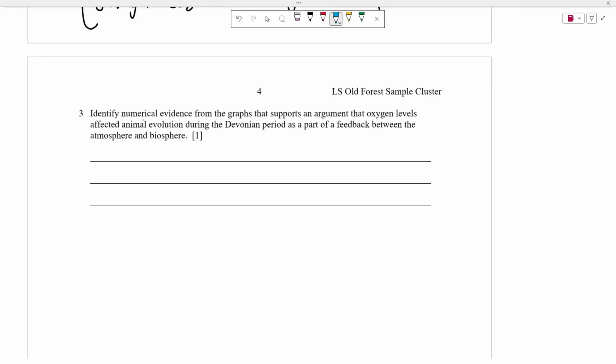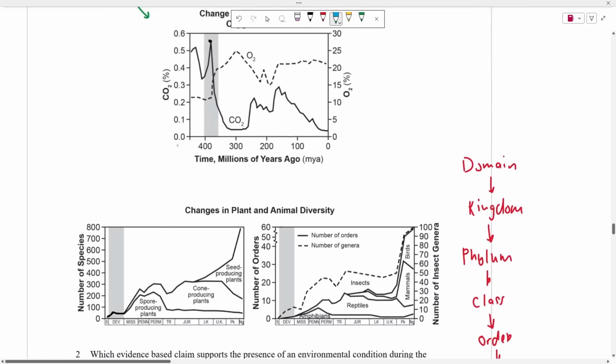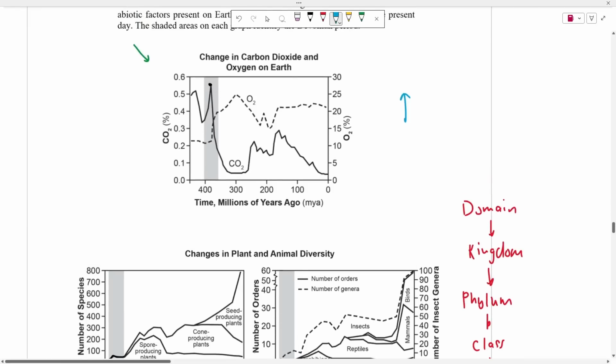So when we're talking about numerical evidence, we actually need numbers. And we need numbers from the graphs specifically. Well, what graphs was I given? Well, any one of these 3 graphs. So I need to cite some sort of change or some sort of numbers that are going to support the statement that, well, as the level of oxygen increased, the number of species of animals also increased. Well, let's look at that, right?